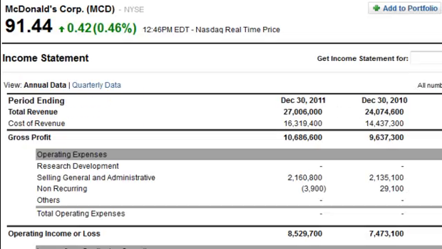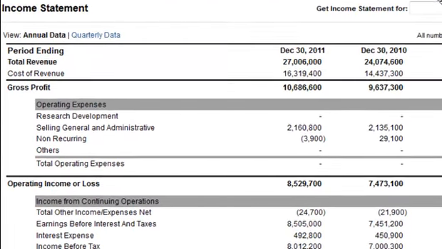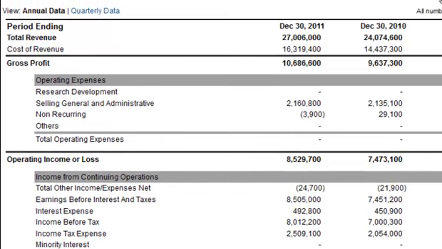Okay, the first question you may have is, where do I find this actual tax expense listed? You'll find it on the income statement. I'm looking at McDonald's Corporation on the Yahoo Finance page, again looking at the income statement. You can find this information anywhere. Your discount broker will have the information available to you. You can find it within the annual report of any company that you're looking at investing into.